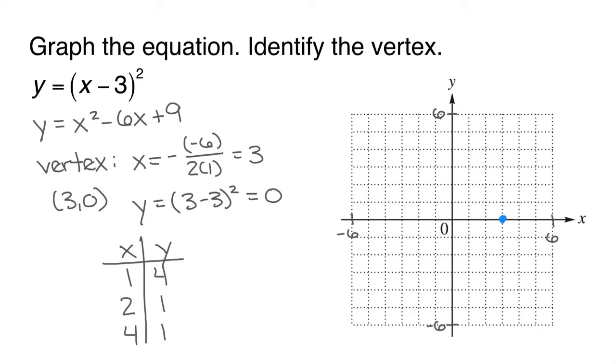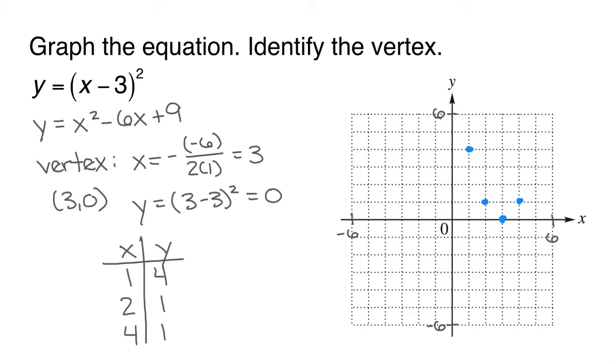We have the point 1, 4, so from the origin we move right 1 and up 4. We have the point 2, 1, so from the origin we move right 2 and up 1. We have the point 4, 1, so from the origin we move right 4 and up 1.